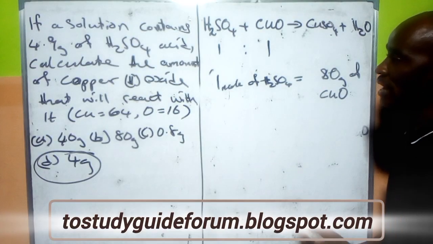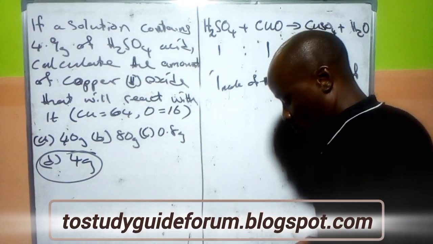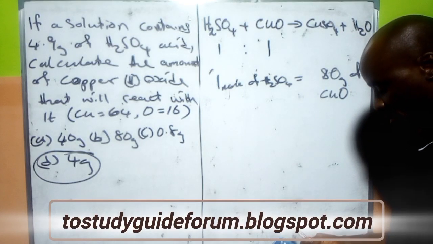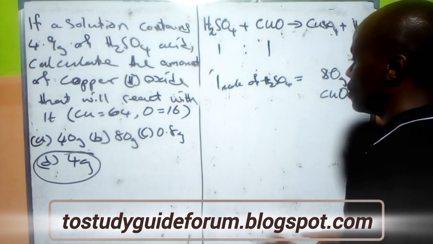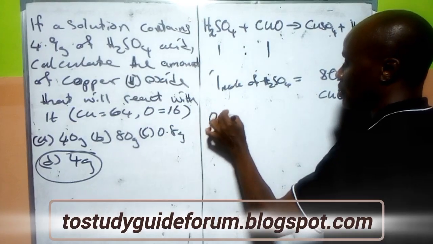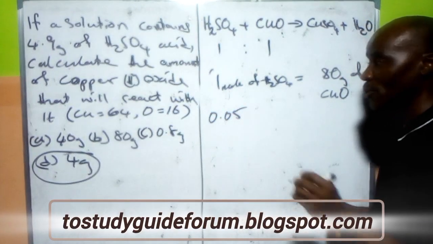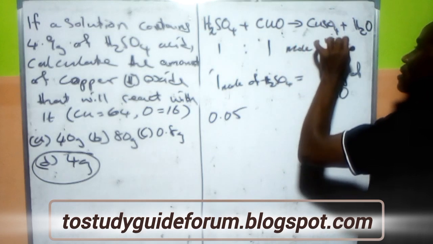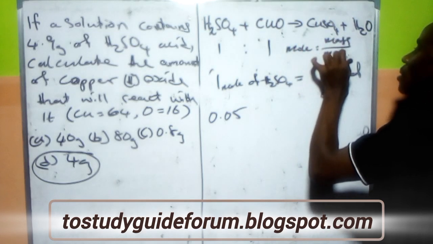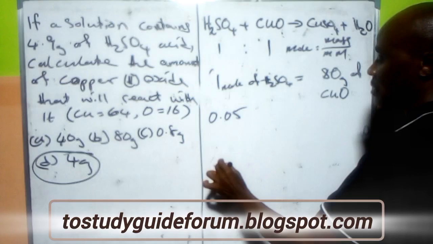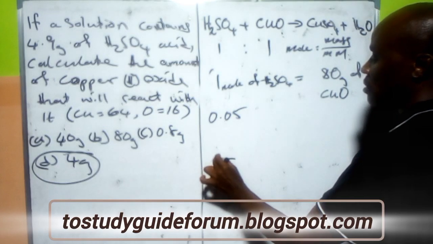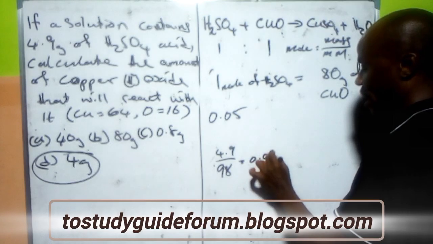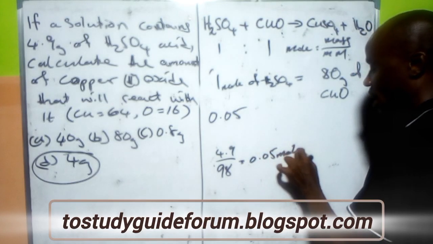So now we convert this to moles. If we convert it, what we have will be 4.9 divided by 98, which gives us 0.05. Now I want to show you how I got that. You know that mole is equal to mass over molar mass. The molar mass is 98, the mass given to us is 4.9, and we have 0.05 mole. That is how we got that.